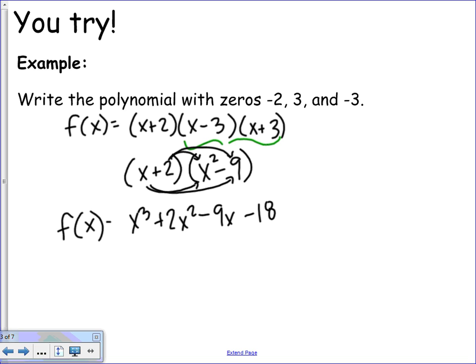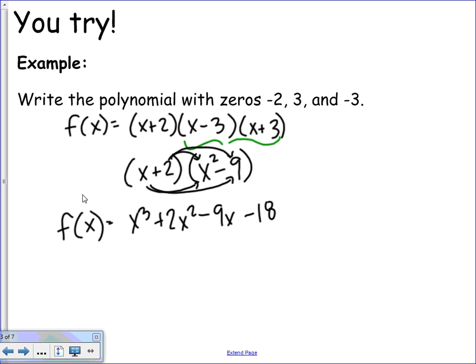Now, if you multiplied x plus 2 times x minus 3 first, you should still end up with the same final answer. So if you have a different answer than this one, I'd go back and just look at your work. Can you find a small mistake, like the mistakes I'm talking about? Sign error, small multiplication. Did you write out the factors correctly? Those can be issues for us. Does anybody have any questions on this example?